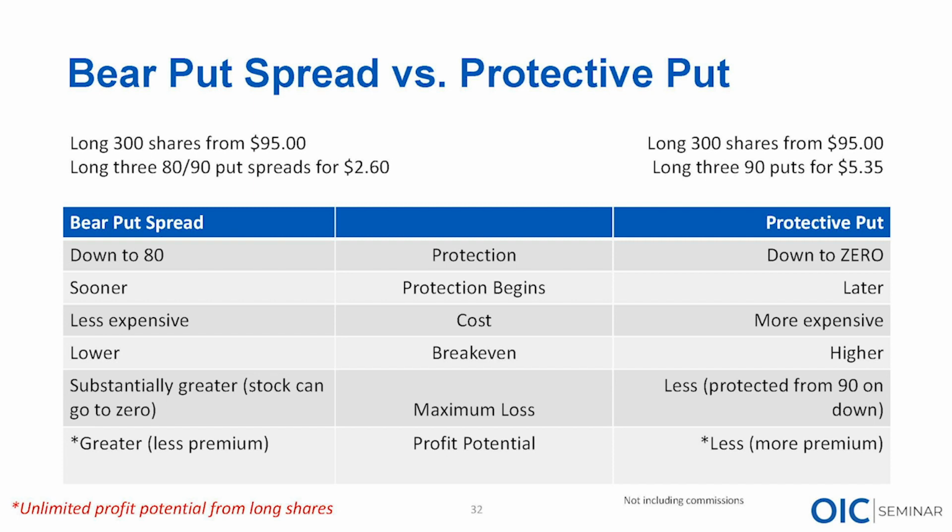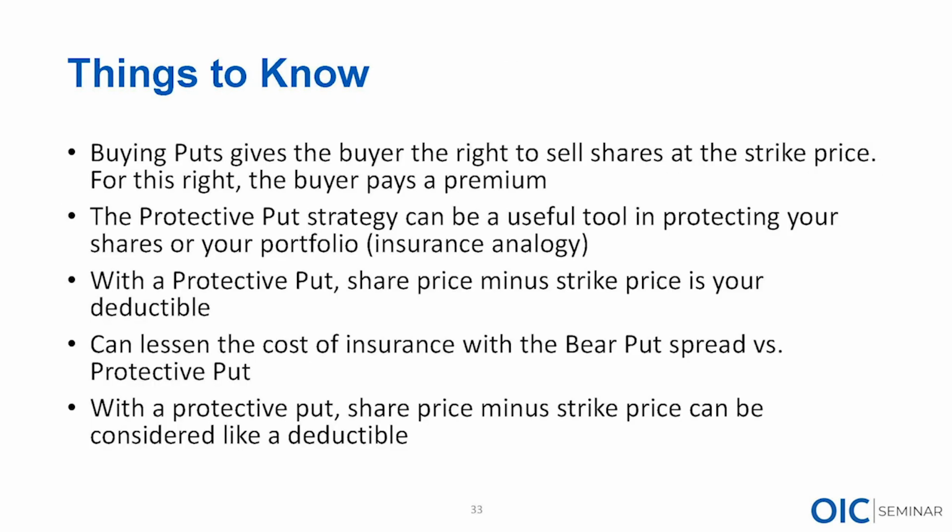Now to sort of summarize and put all of that together, the protective put, the index, the put spread, the key takeaways here. Buying a put gives the owner the right to sell shares at the strike price. You pay for that up front. It's very similar and very comparable to buying any other form of insurance. You can use it to protect a stock position or a portfolio. We walked through how to do that, identifying an index or an ETF, and how to calculate how many puts to buy against a portfolio.